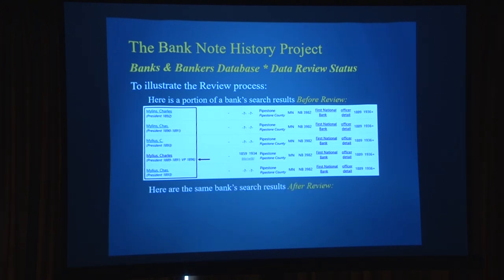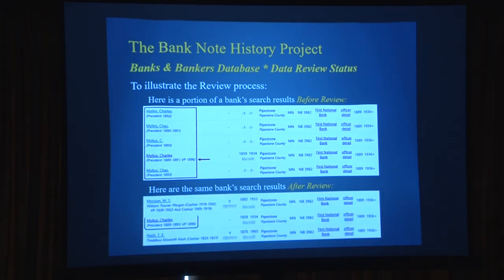Now that same bank search results after review: we can see Charles Milius is only listed once, because all of these spellings have been grouped together under that one spelling, and the bank officer summary is consolidated, so it's the full summary. If a bank you're looking at is in an unreviewed state, the officer is going to be listed potentially multiple times. The data's all there, it's just a little more confusing to figure out when they were actually an officer there, whereas after it's reviewed, you can see that it's been consolidated.